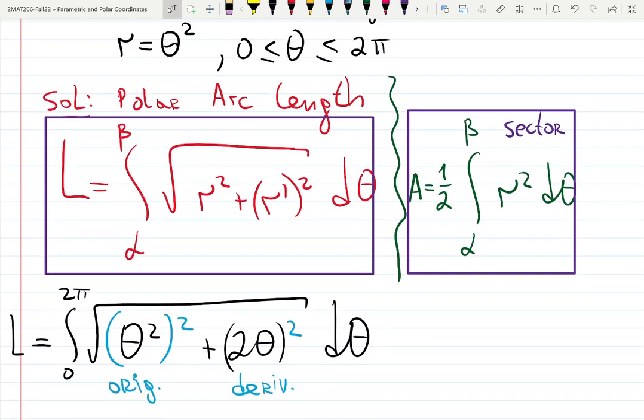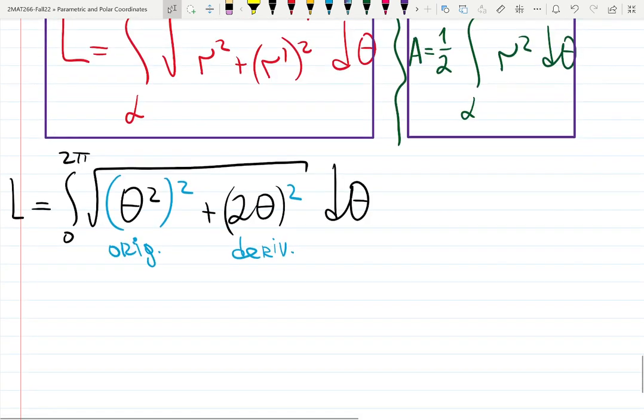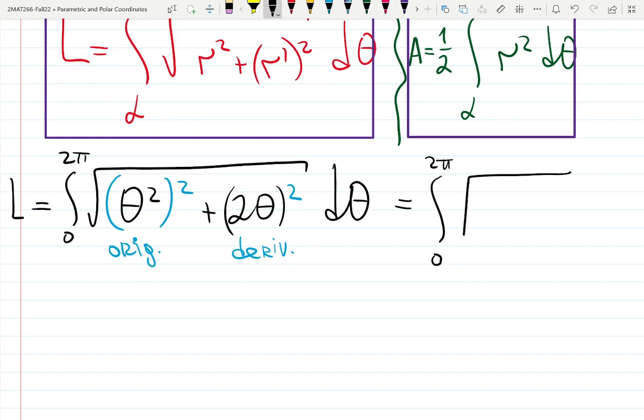So arc length actually is always the best thing in all chapters. From Cartesian to parametric and polar, it's always the best formula. Now the problem is how to integrate that. So let me simplify. It will be integral from 0 to 2 pi, the square root of theta to the 4 plus 4 theta squared, d theta. Squared. Why not squared? Yes, exactly.